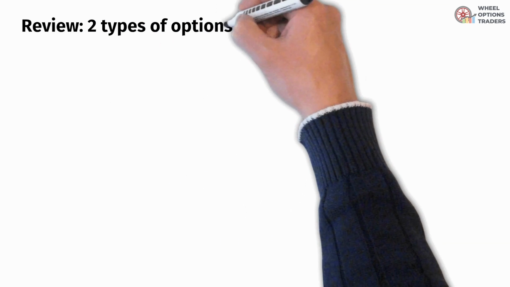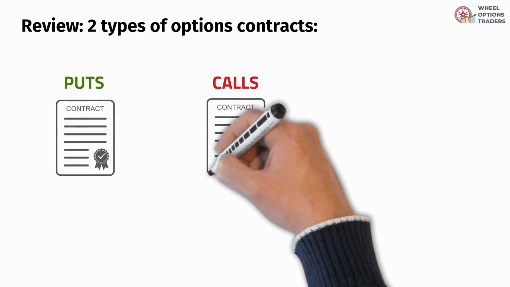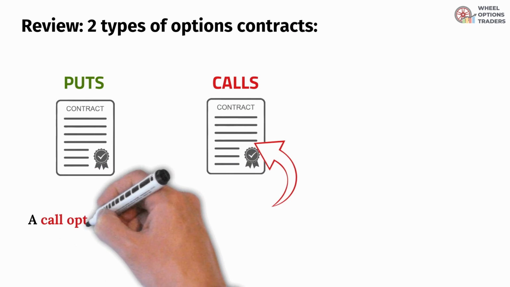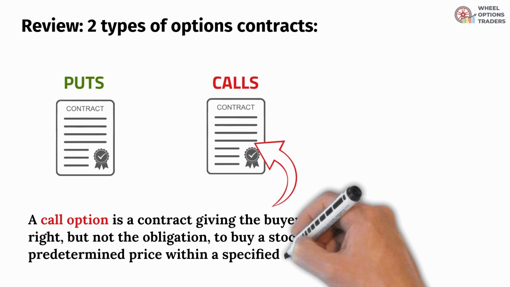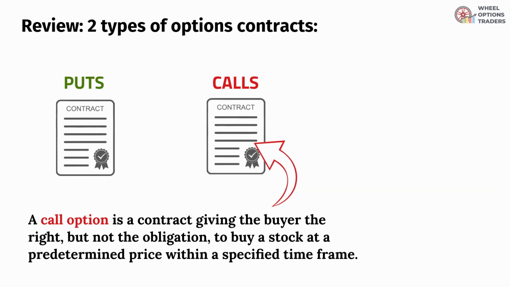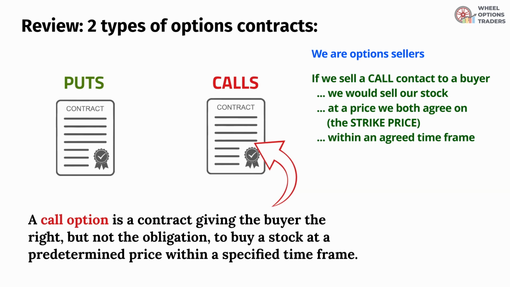Right, so back at our options page, and this time the call option contract. A call option is a contract giving the buyer the right, but not the obligation, to buy a stock at a predetermined price within a specified time frame. Okay, so once again, we are the sellers of this contract. We never buy options with the wheel strategy. So in this case, as sellers, we can sell a call option to a buyer stating that we would sell our stock, in our case 100 shares of Rubber Duck Company, at a price we both agree on, the strike price, within an agreed time frame.